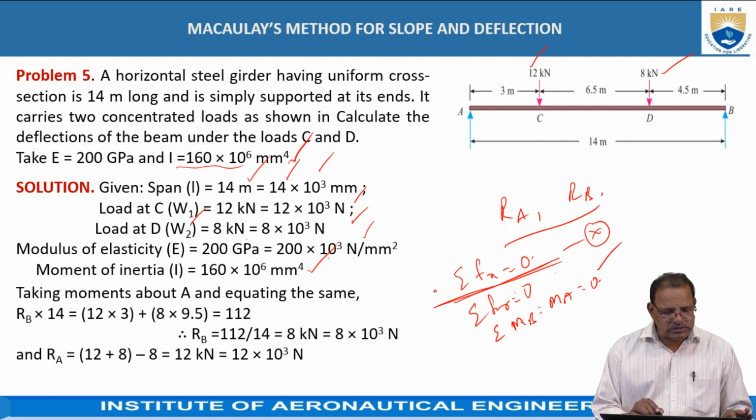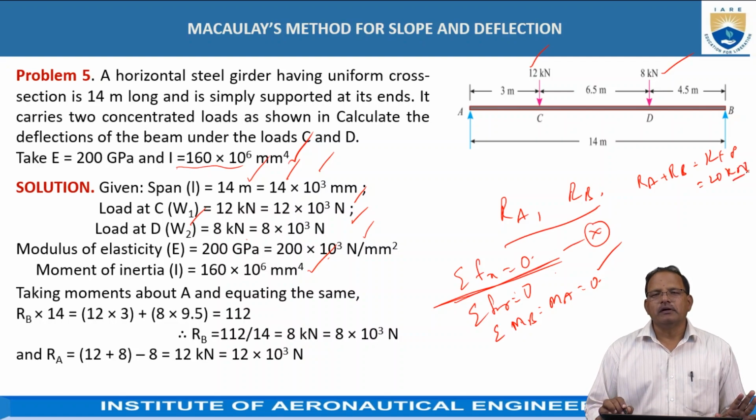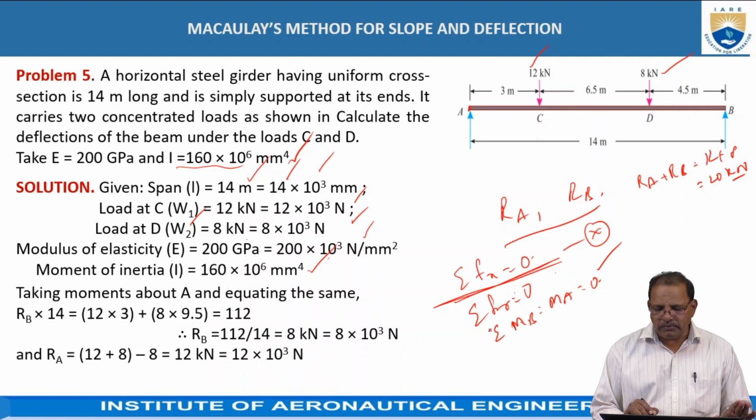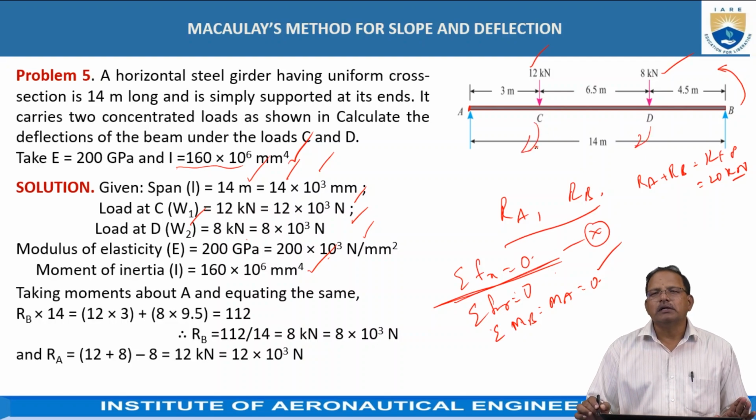So by using these relations, we get RA plus RB. The sum of the upward forces is equal to the sum of the downward forces. From this relation, we get RA plus RB is equal to 12 plus 8, which is 20 kilonewtons, or 20 into 10 to the power of 3 newtons now. Now, taking moments at point A, RB tends to rotate the body in anti-clockwise direction. The sum of the moments acting in a clockwise direction should be equal to the sum of the moments in anti-clockwise direction.